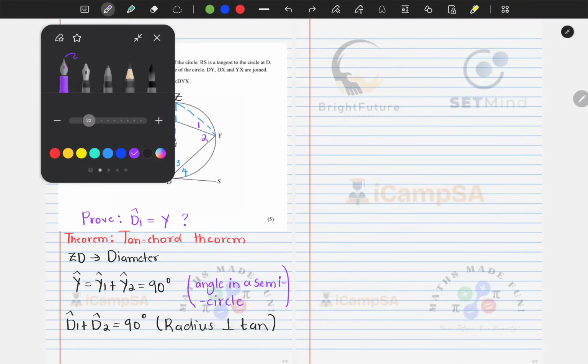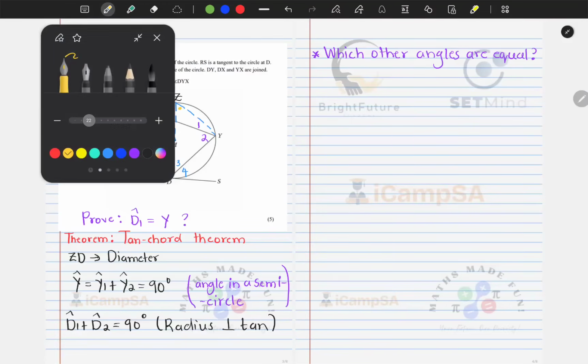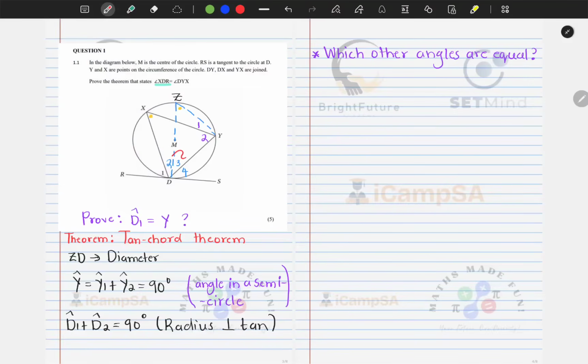Now, we need to ask ourselves a very important question, which is which other angles are equal in this diagram? If you observe carefully, you should be able to see that this angle and this angle are equal because they're in the same segment, or they are subtended by the same arc. And this angle and that angle will be equal. We'll focus on the D's because that is where we have something related to D1. Your angle D2 will be the same as your angle Y1. What is the reason? These are angles in the same segment.